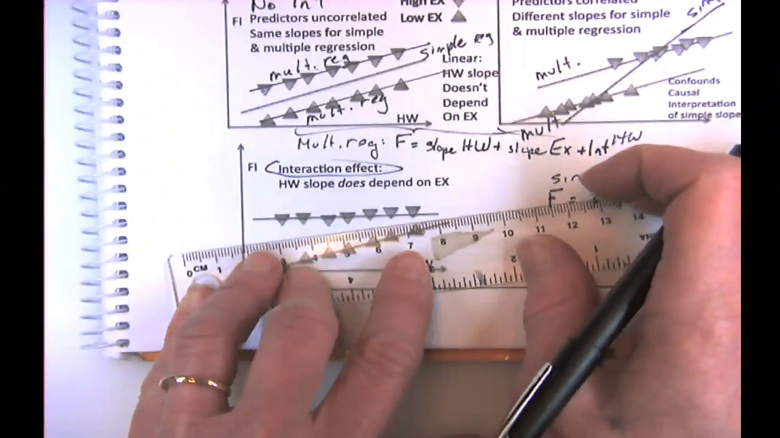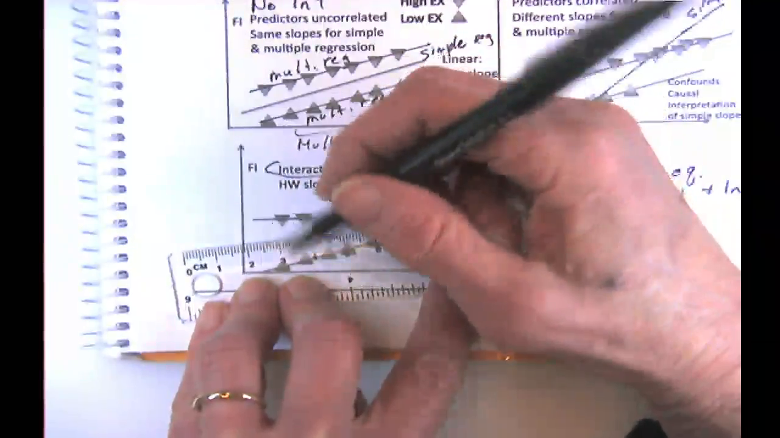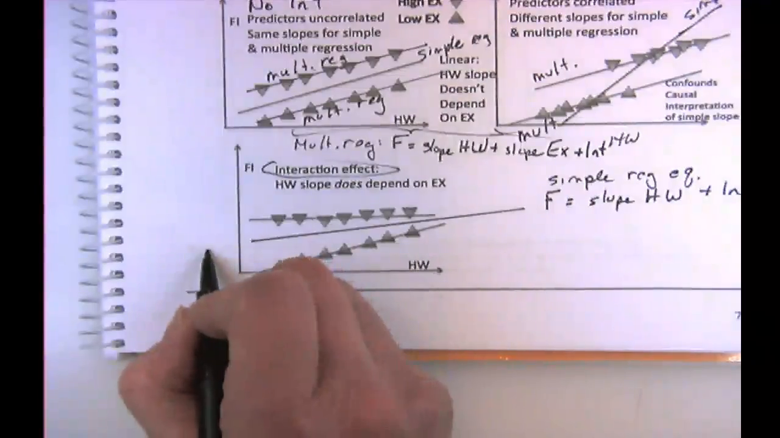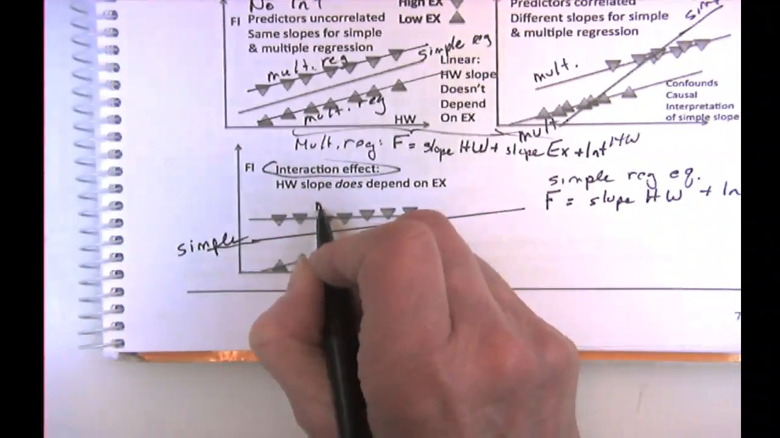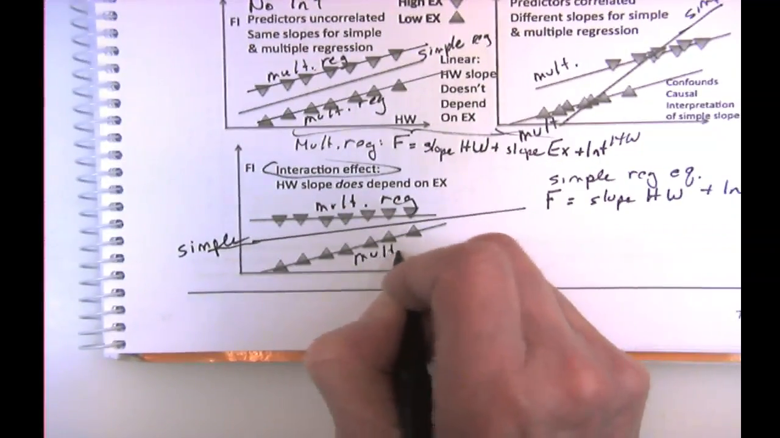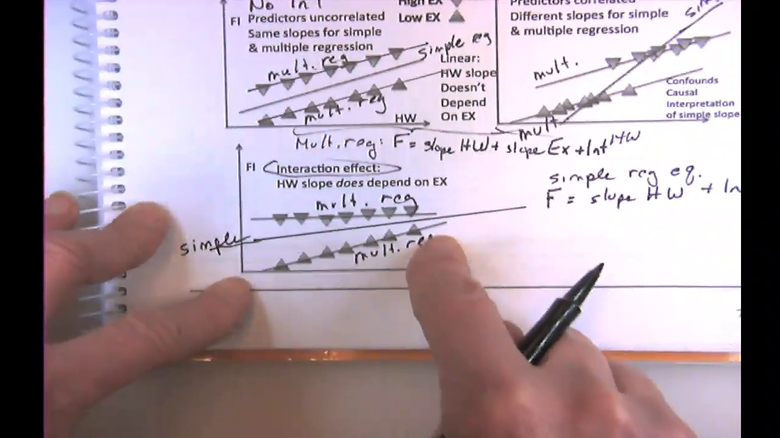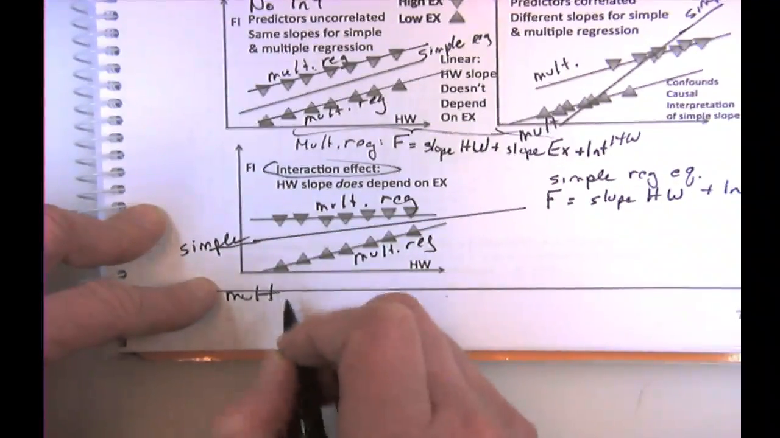And the simple one would look like what? There's no confounding here. It doesn't look like there's confounding, but there is an interaction term. So that would be your simple, and this would be your multiple regression. And if we wanted to get these predictions, then our multiple regression would look a little bit different.